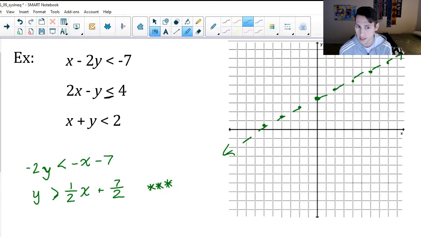I know my eventual answer should be above this green line, since it says y greater than. But I'm going to wait to shade towards the end. Okay.